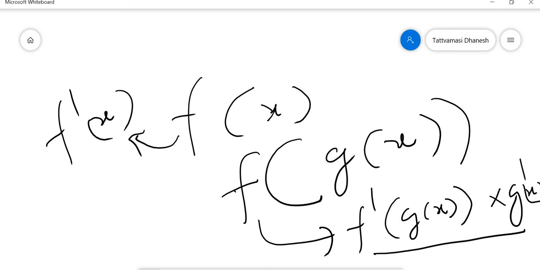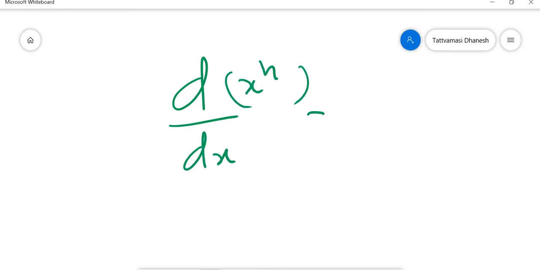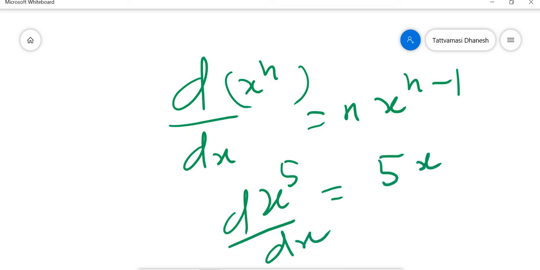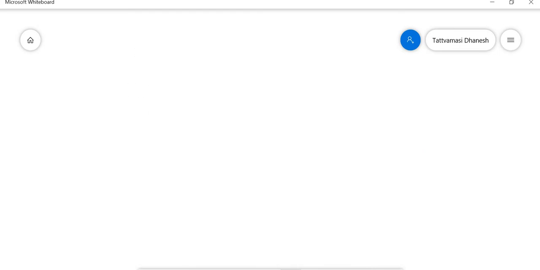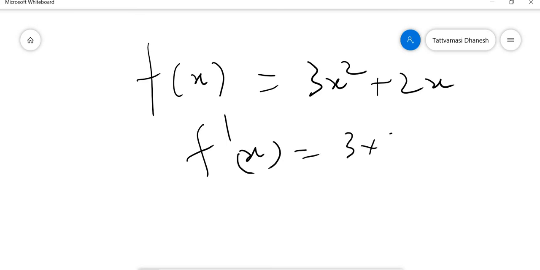I will give you an interesting example for this. Before that, you know the basic rules of calculus. d by dx of x raised to n is equal to n x raised to n minus 1. If it is x raised to 5, the derivative is 5x raised to 4. Now if f of x is x cube plus 3x square plus 2x, then f dash x will be 3x square plus 6x plus 2.